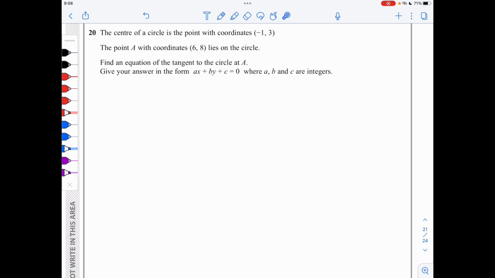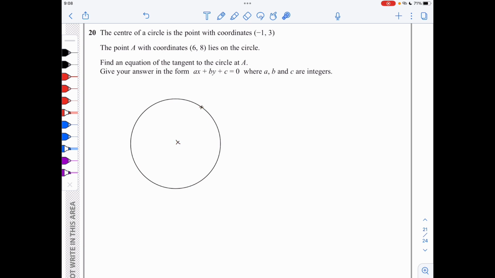In 20, we've got a circle centered at minus 1, 3. We've got a point A with coordinates 6, 8 lying on the circle, and we need to find the equation of the tangent to the circle at A. It certainly makes sense to draw a quick diagram to see what's happening. So there it is. We've got the circle. It's centered at minus 1, 3. Somewhere here it's the point A.